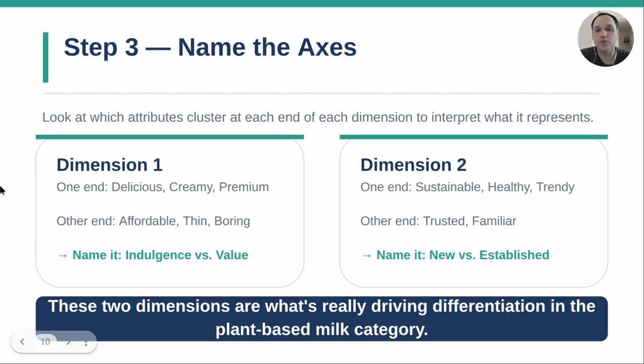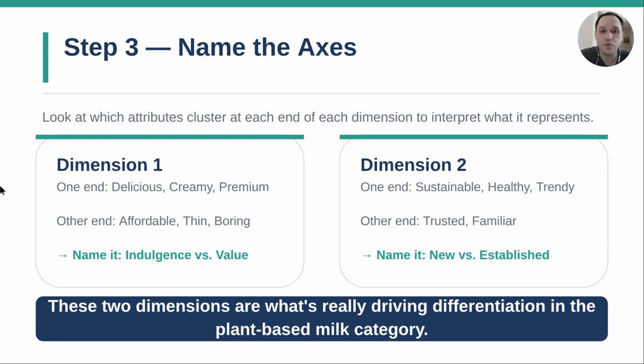To understand what the two dimensions represent, you look at which attributes cluster at each end of each axis. For dimension 1, one end is associated with the attributes delicious, creamy, and premium. The other end is associated with affordable, thin, and boring. That's a clear contrast. Call it indulgence versus value.